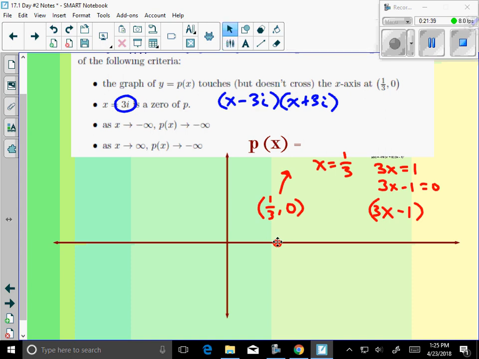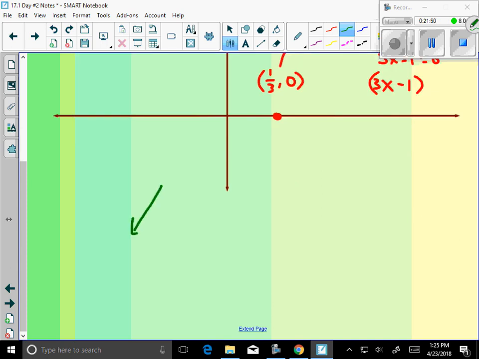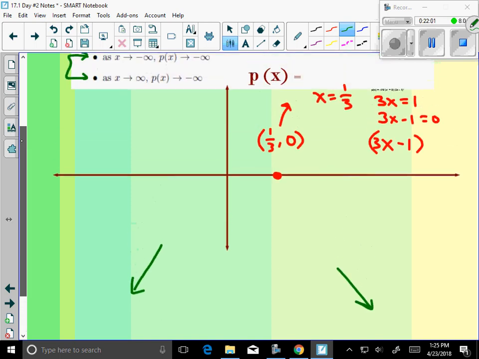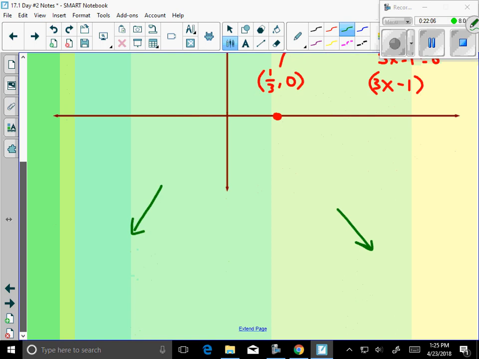Okay, now let's look at the end behavior. It says that as x goes to negative infinity, the graph goes down. And as x goes to the right, it also goes down. So what does that tell you about the degree of the polynomial? Is it even or odd? Even. And it's going to do what at 1/3? It's going to touch but not cross. So it's going to bounce off there. Let's just say it looks like that.